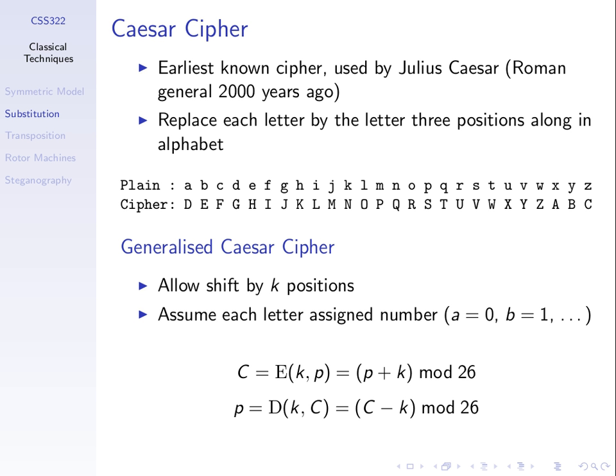What's the key in this case? The number of positions we shift. The original Caesar cipher shifted by 3 positions, but in general we can shift by K positions. Let's change the cipher so that we don't shift by 3 positions, we shift by 2 positions. Then this is with K equal to 3, and this with K equal to 2.